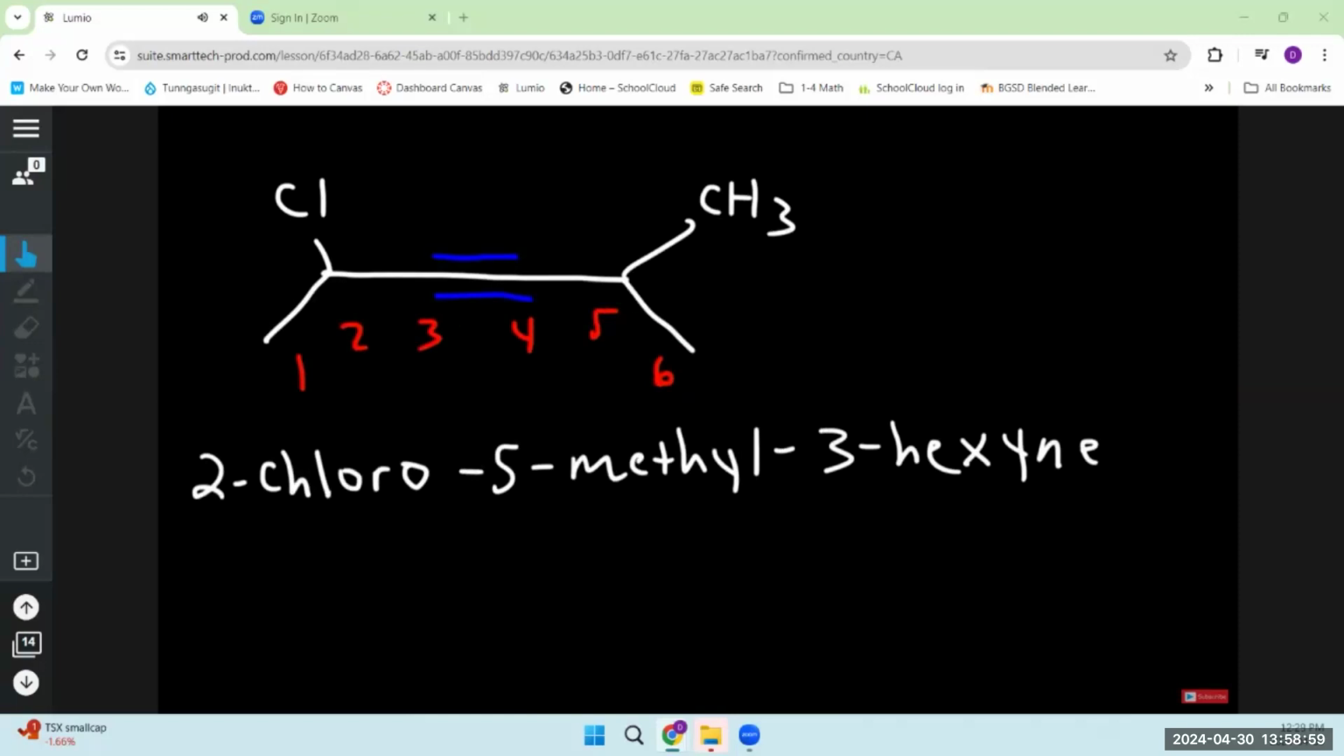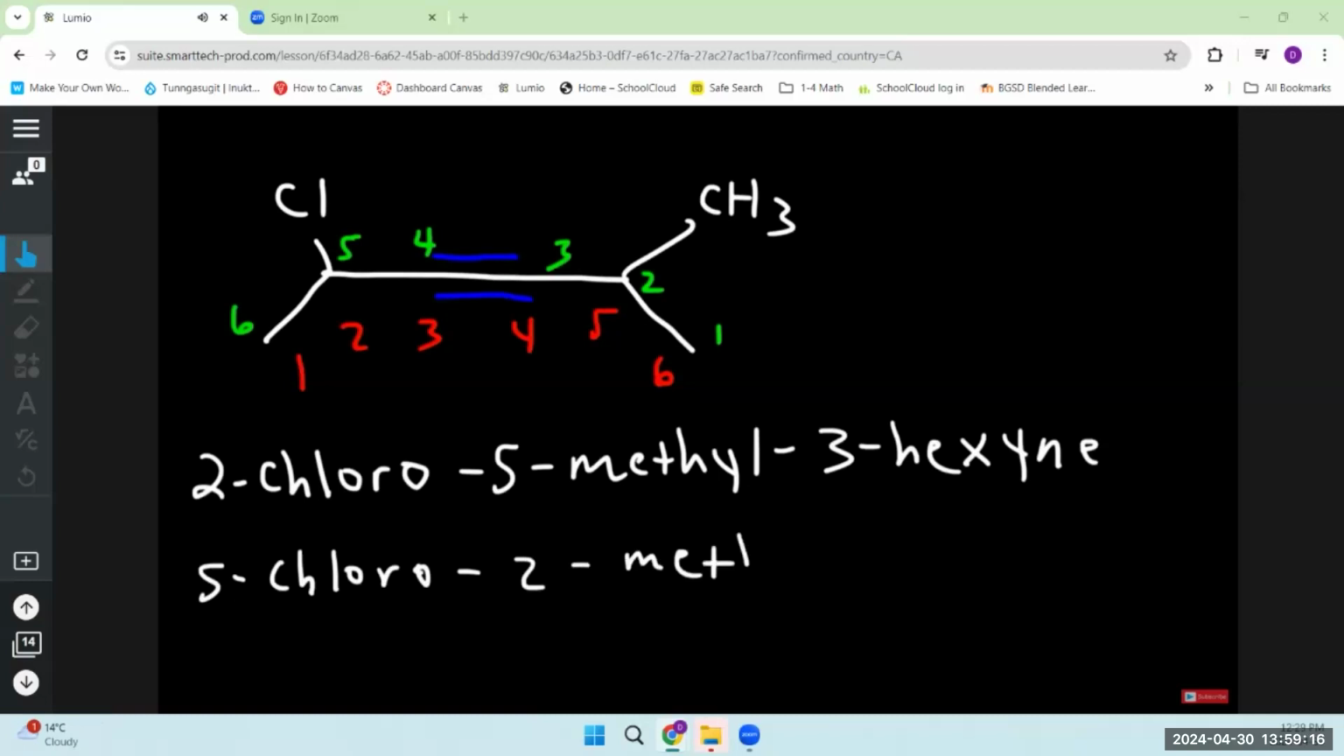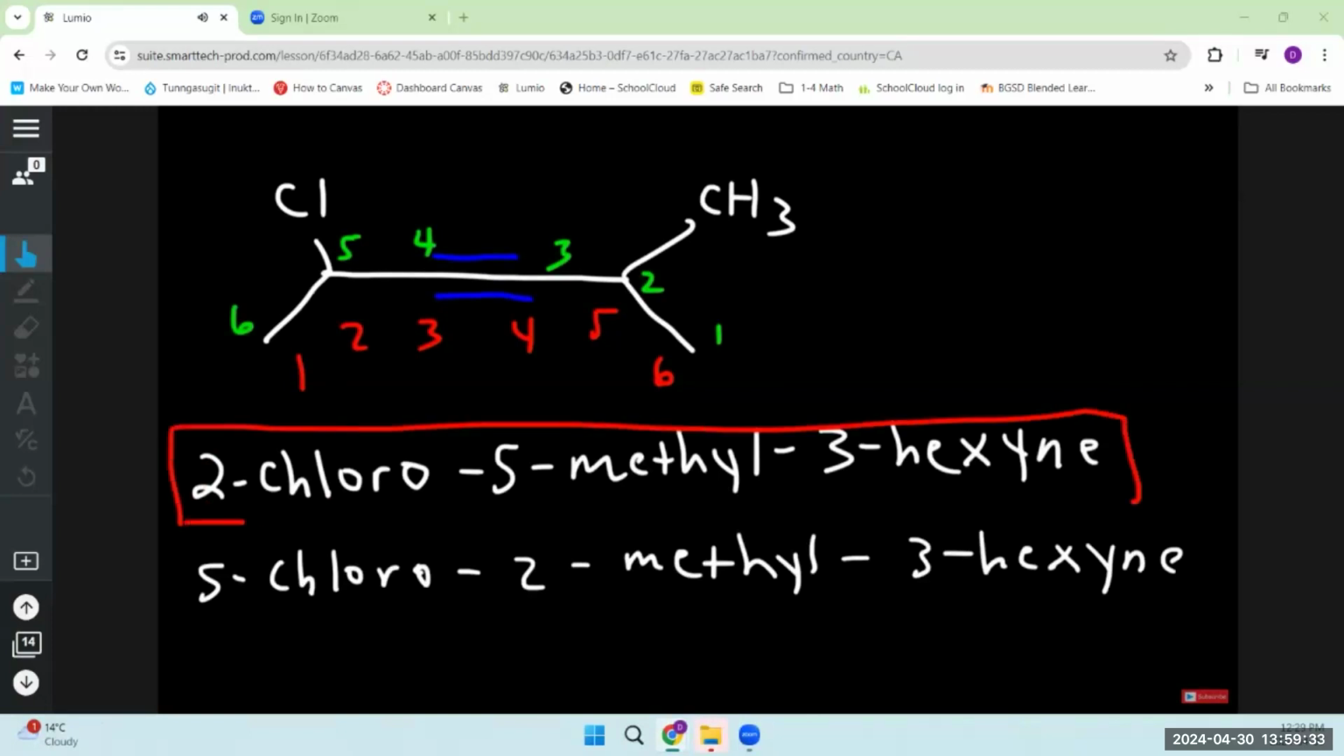Now, if we go in the other direction, this will be 1, 2, 3, 4, 5, 6. So chloro still comes before methyl. We still need to put it in alphabetical order, but it's going to be 5-chloro-2-methyl-3-hexyne. And so the first one is going to win because you want the first substituent to have the lower number. And so this is the right answer.